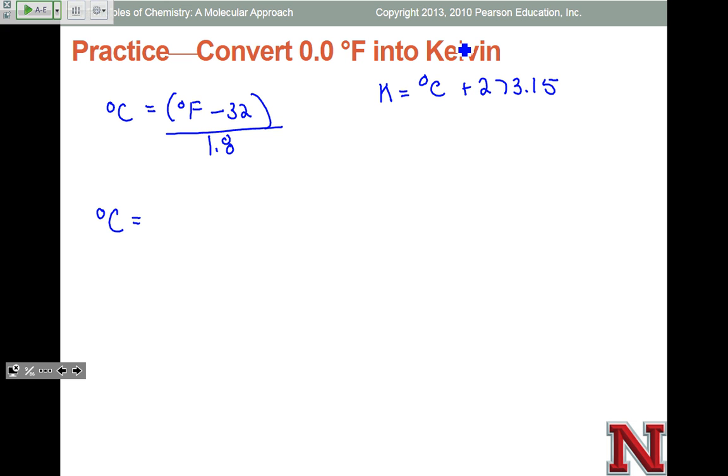So converting to our degrees Celsius, we're given that our degrees Fahrenheit is 0.0, minus 32 divided by 1.8. This is going to give us a negative temperature, and that's fine because it's degrees Celsius, and that's common.